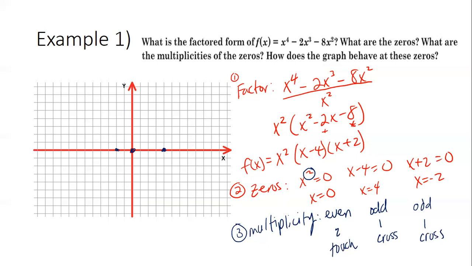So graphing this, looking here, I have an even positive polynomial. So I know that it's going to be up and up, right? I'm going to begin and start in the positive. So if I start, I'm going to come down. At x equals negative 2, I cross. At x equals 0, I touch. And at x equals 4, I cross.